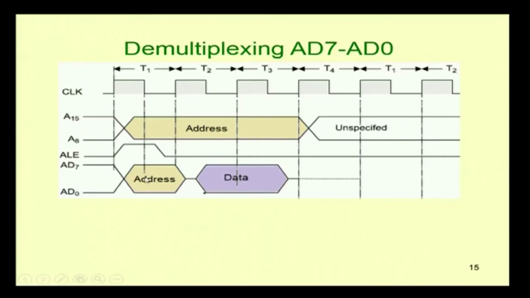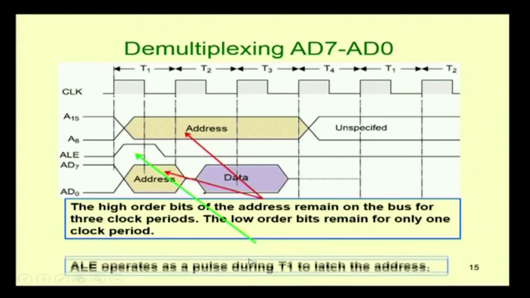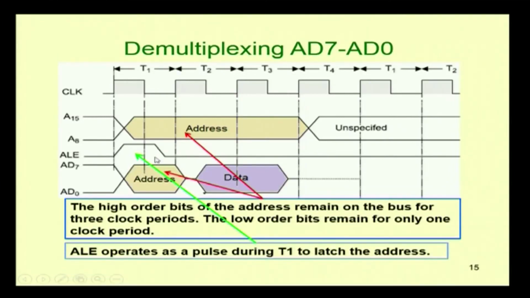Higher order address is available throughout, and then lower order address is available only for 1 clock period, and then this address latch enabled pulse captures this lower order address. Once it has been captured, the address lines will be released for data, and then data is now available. So, you can see here, this is the higher order address bits, and this is the lower order address bits, and then the address latch enabled pulse will capture this address during the first clock period, that is T1.